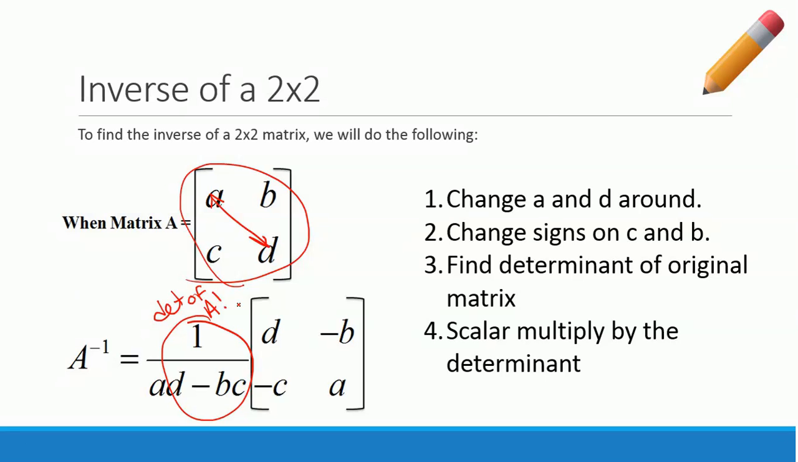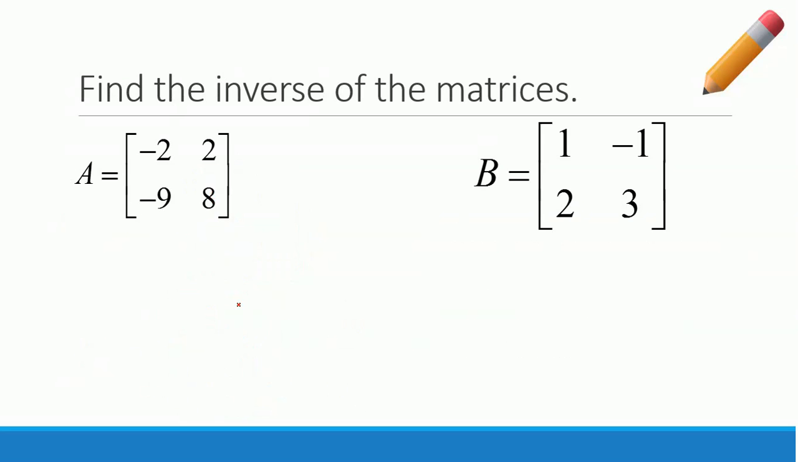So let's try a few problems here. So I need to find the inverse of these matrices. So basically, let's find the inverse. So A to the -1 is equal to, let's find the determinant. So -2 times 8 is -16. -9 times 2 is -18. So it looks like my determinant is 2. So it's going to be 1 over the determinant to multiply, so it's going to be 1/2.